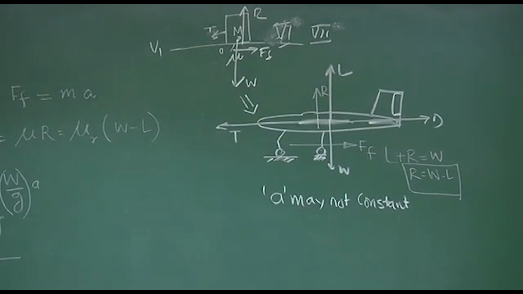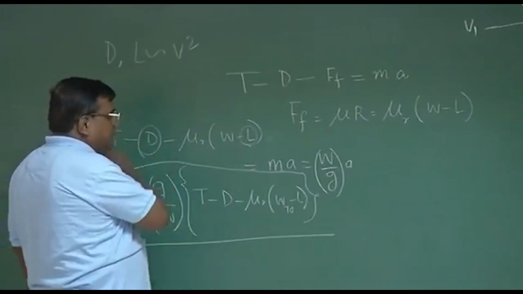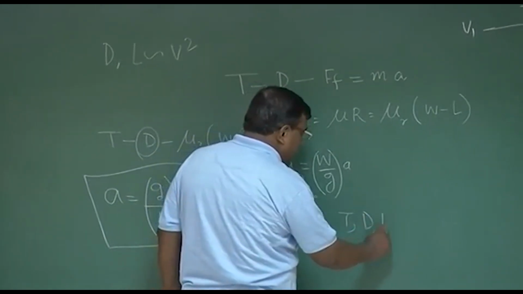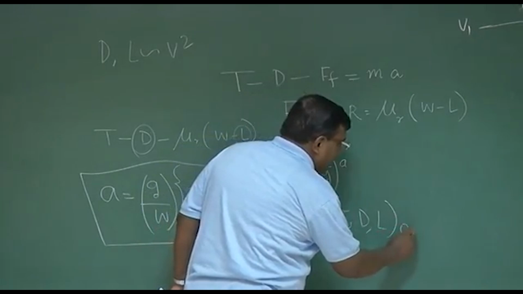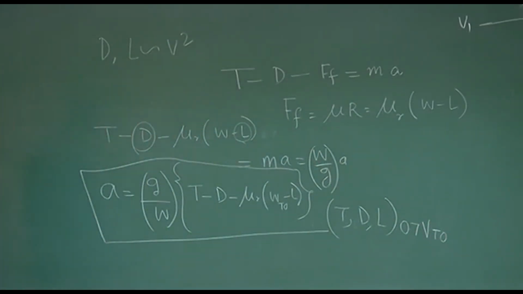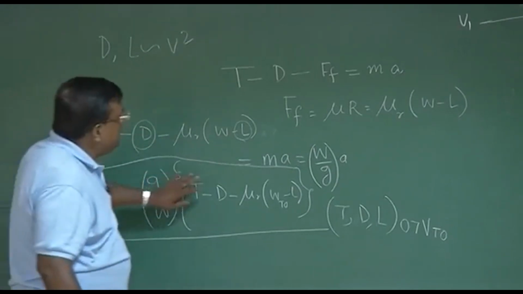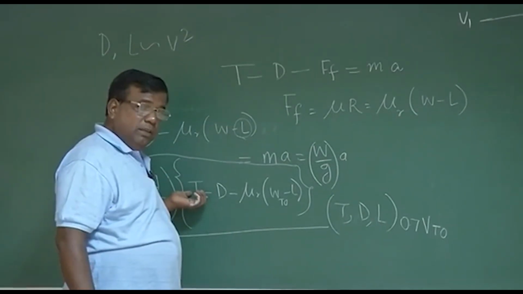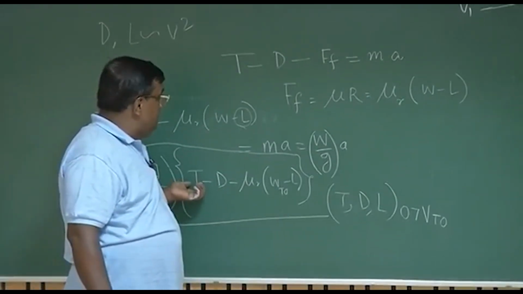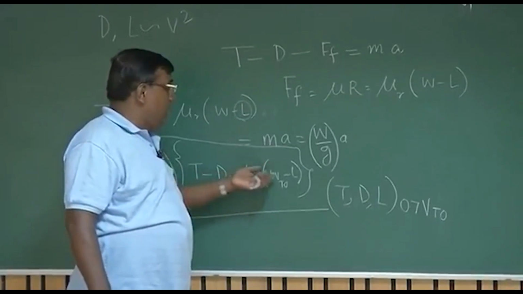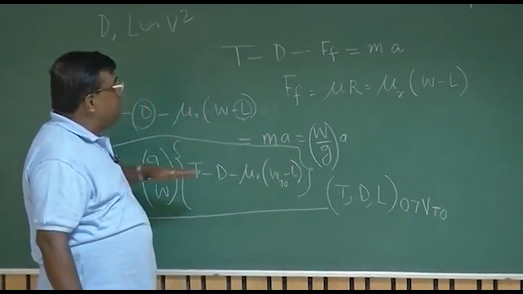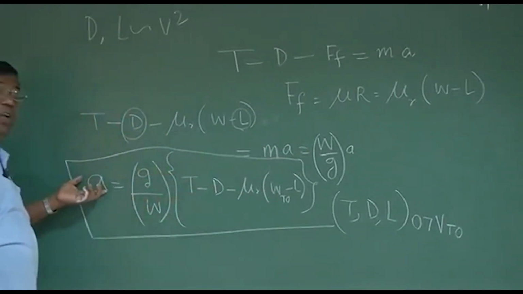Okay? What is found is, if I compute this thrust, which changes with speed, at 0.7 times V takeoff, is it clear? If I compute this term, thrust which changes with speed may not be very appreciable, but it does change. Drag, yes, V square, lift V square. So actually, as the speed increases, this term will go on changing, hence the acceleration will not remain constant.